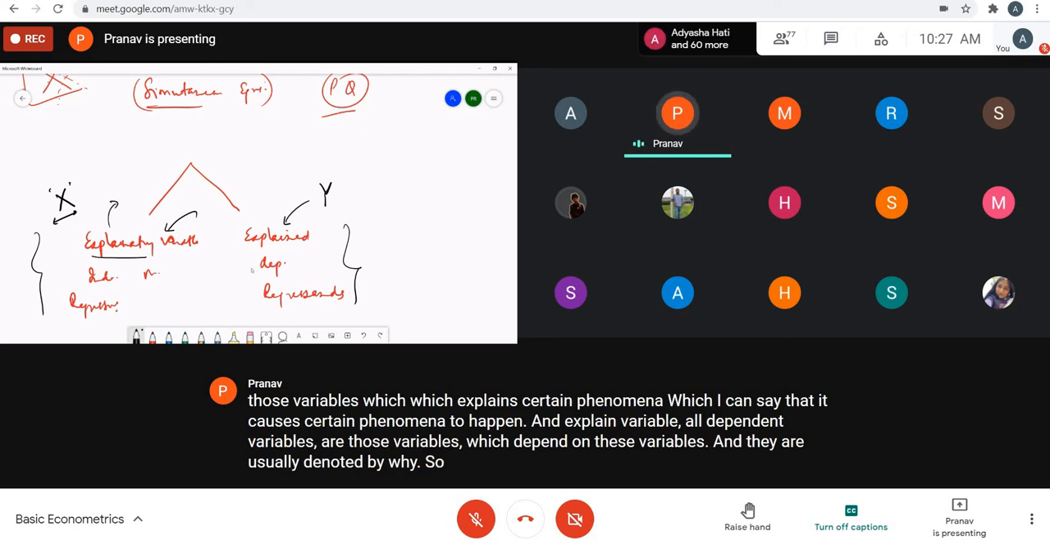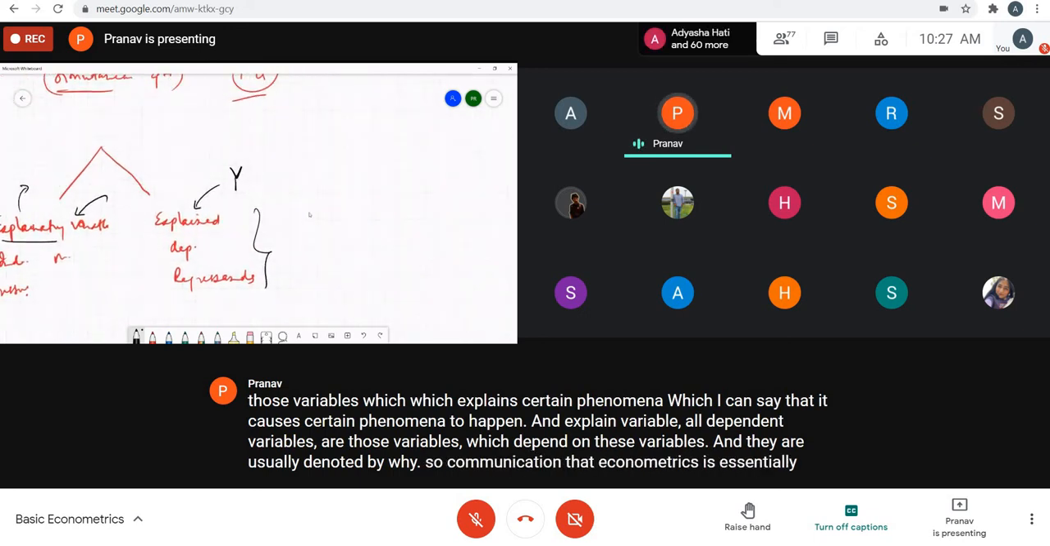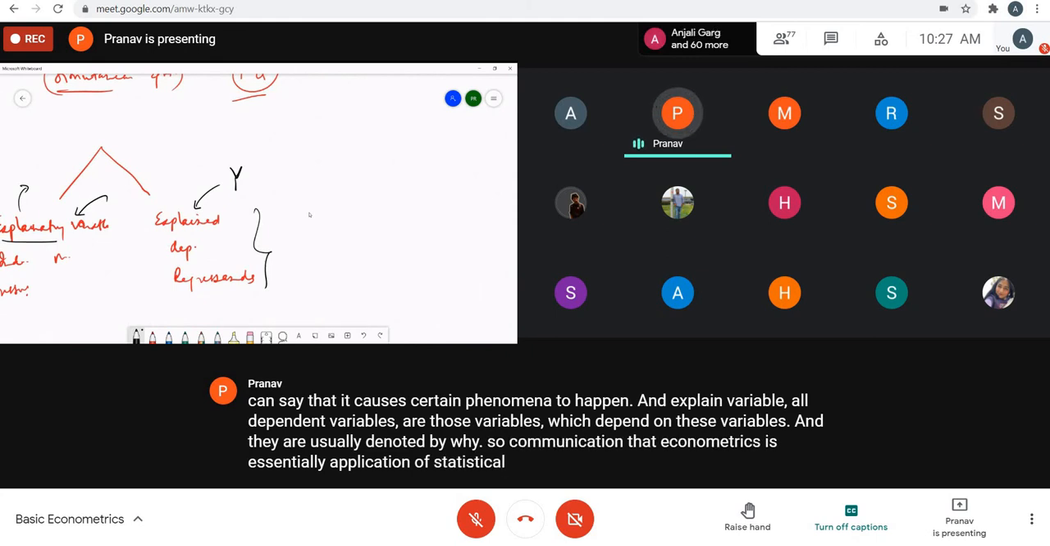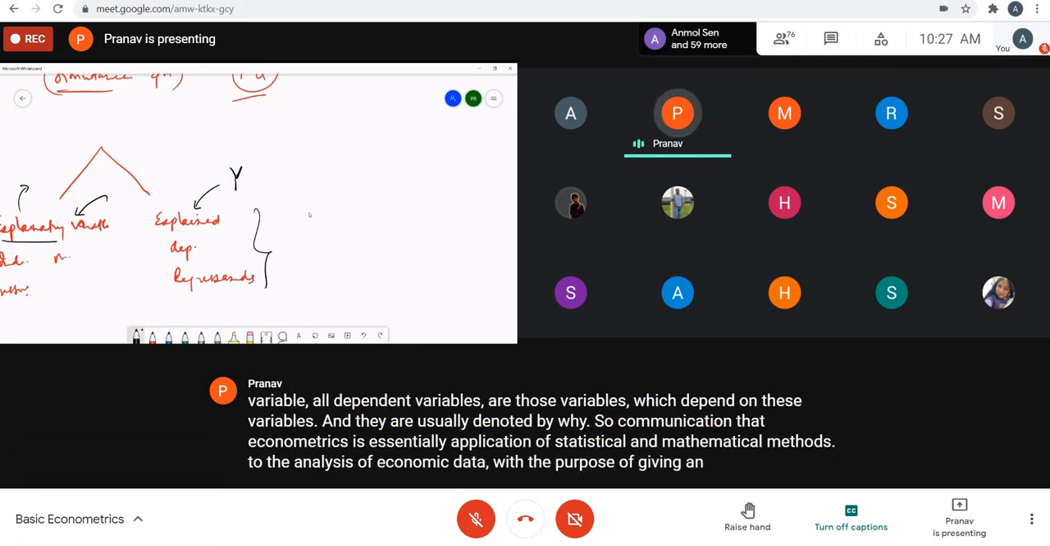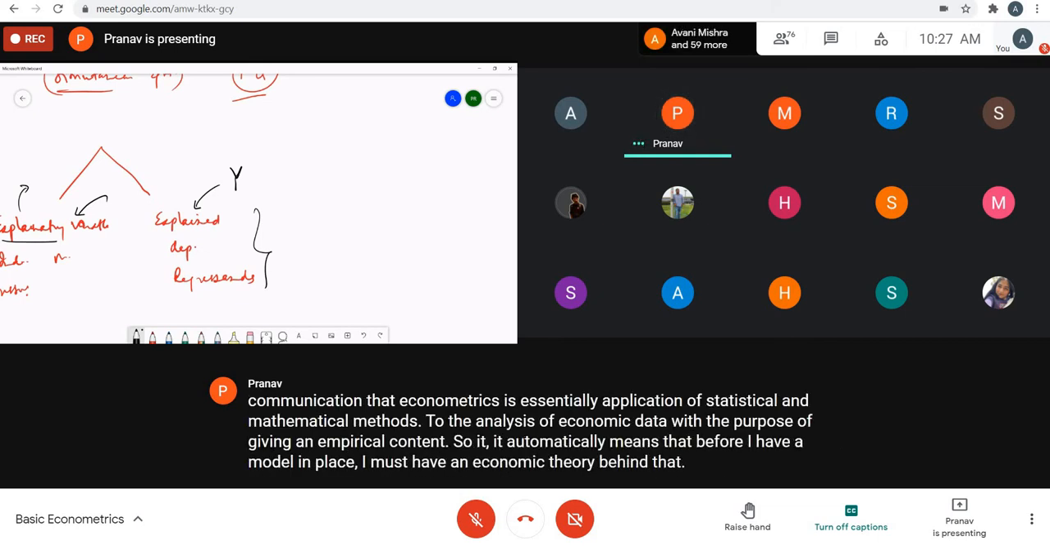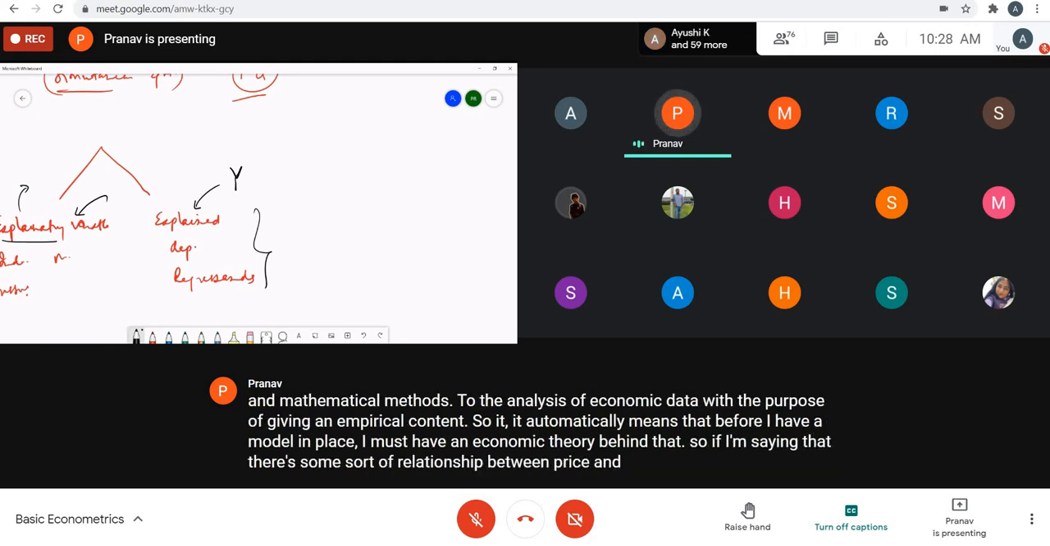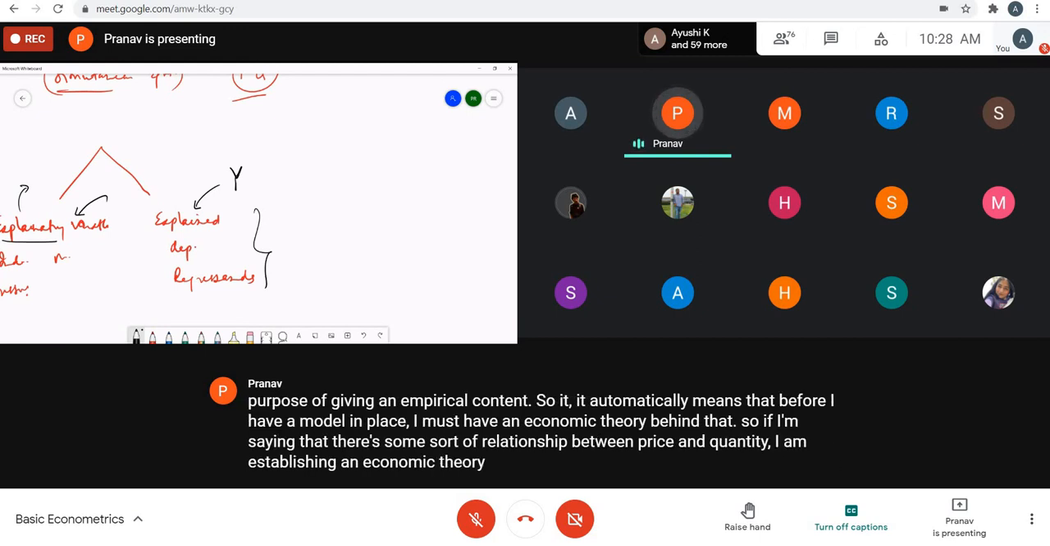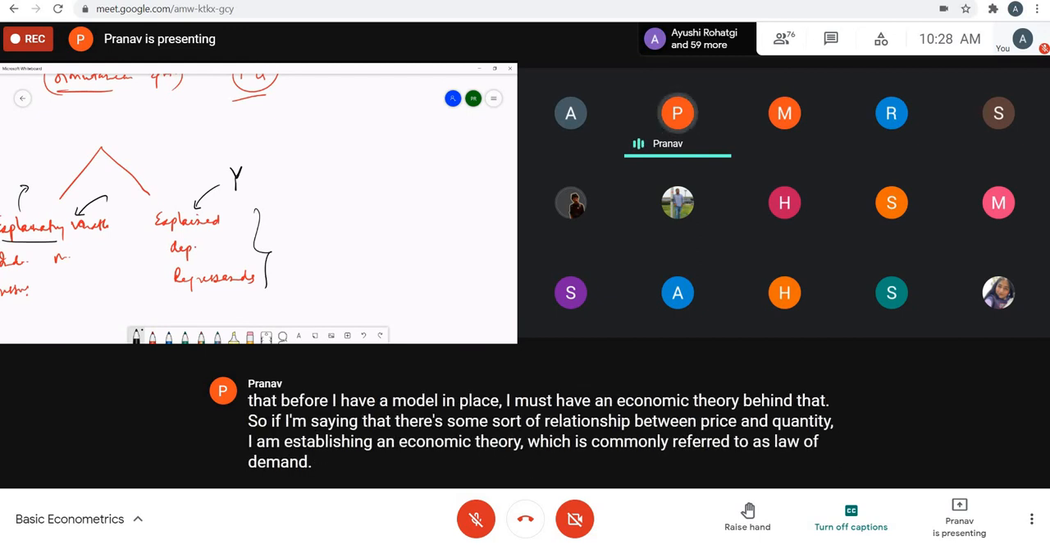So अभी हमने क्या देखा that econometrics is essentially application of statistical and mathematical methods to the analysis of economic data with the purpose of giving an empirical content. So it automatically means that before I have a model in place, I must have an economic theory behind that. So if I'm saying that there's some sort of relationship between price and quantity, I am establishing an economic theory which is commonly referred to as law of demand. Now, how do I test it empirically? That's where econometric models will come.